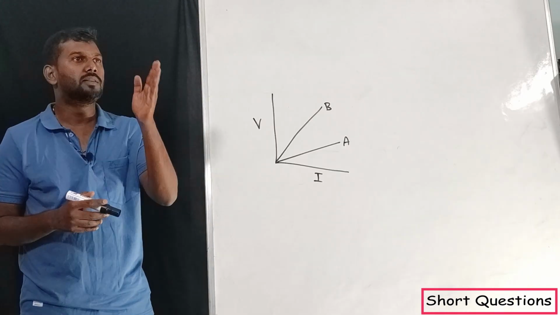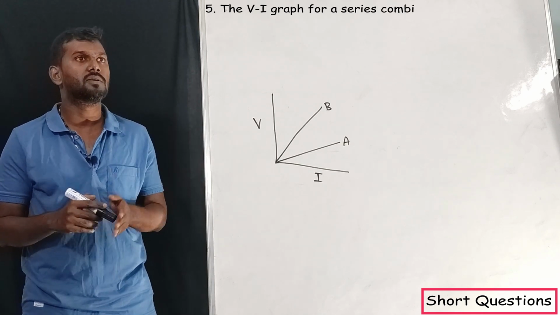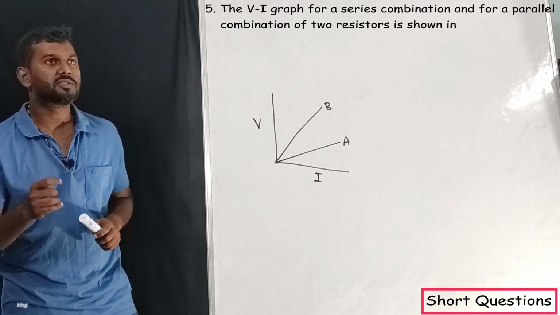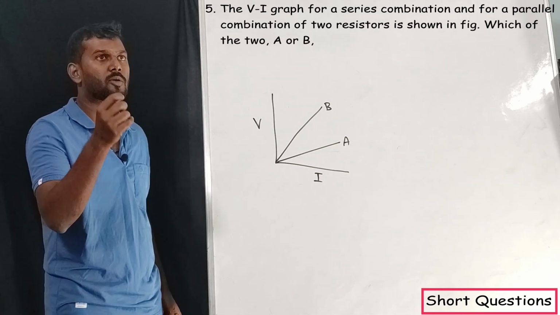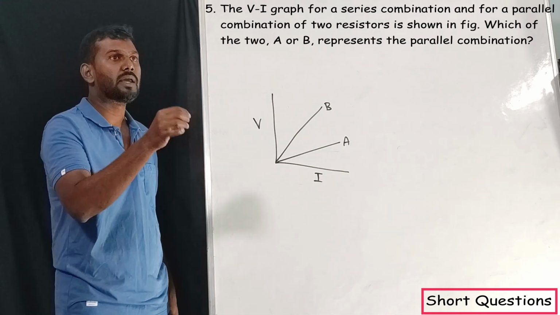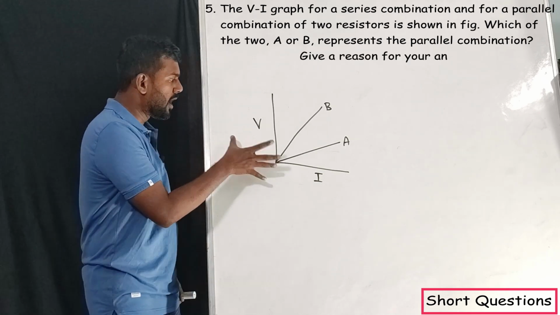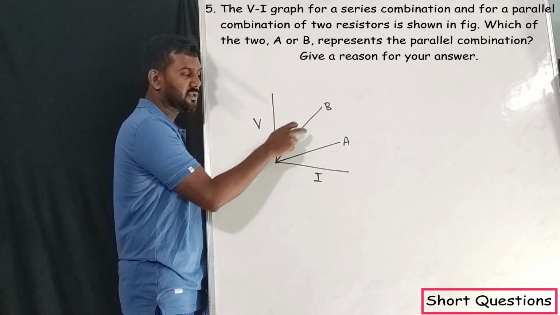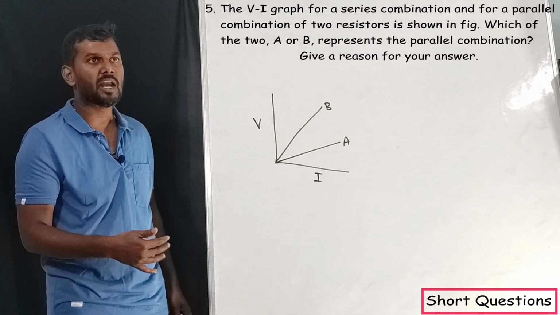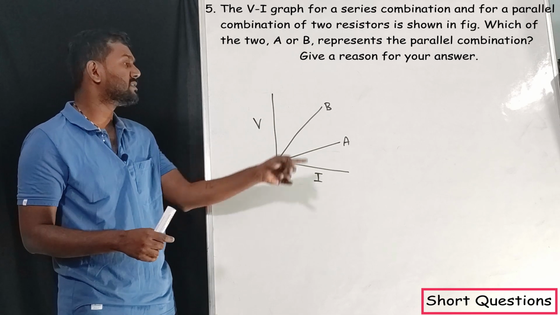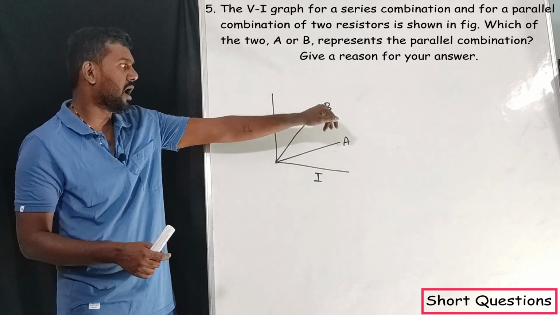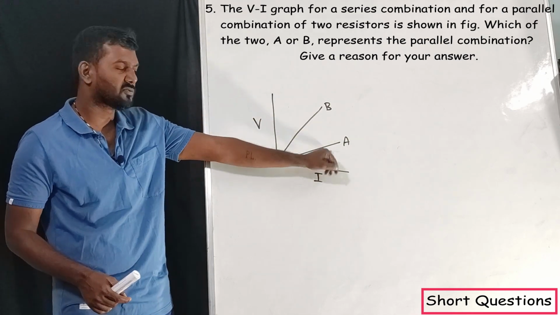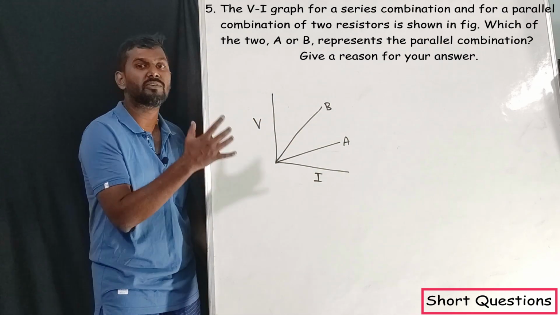Our next question: the VI graph for a series combination and for a parallel combination of two resistors are shown in the figure. Which of the two, A or B, represents parallel combination? Give the reason for your answer. They have given a voltage and current graph with two resistors, A and B. We need to identify which is the parallel combination. If this is parallel, the other will be in series.